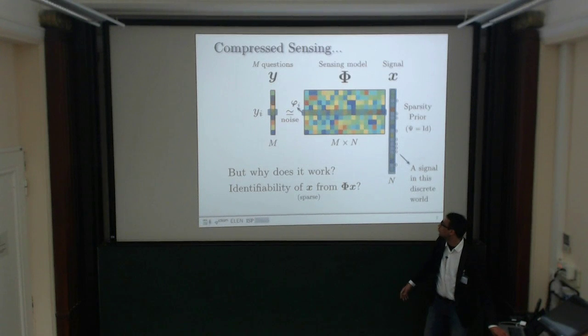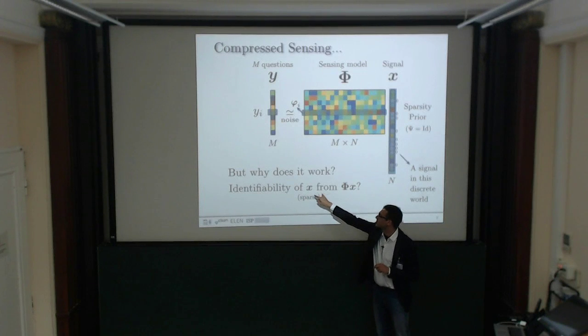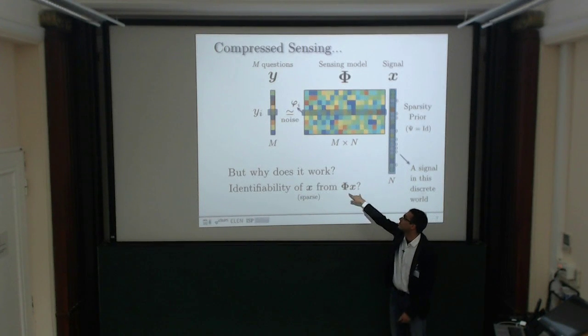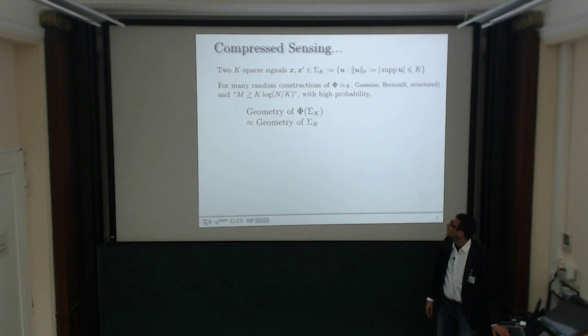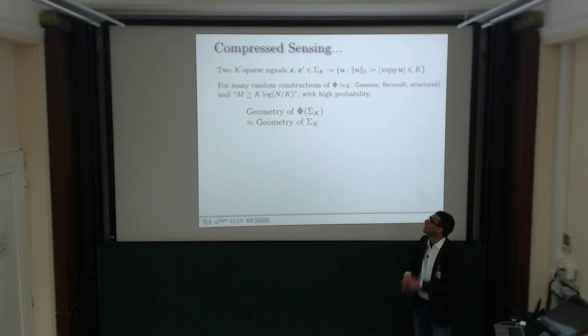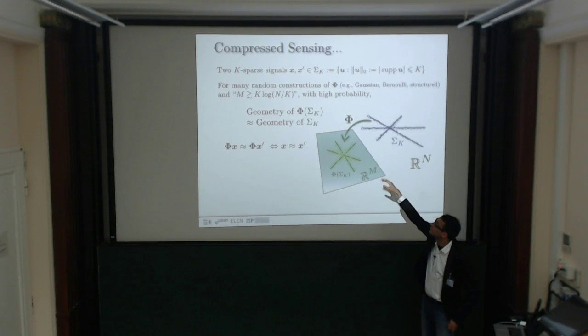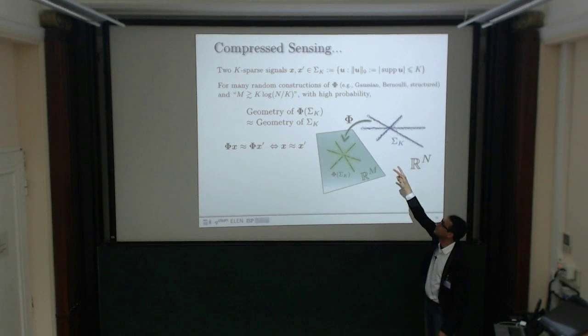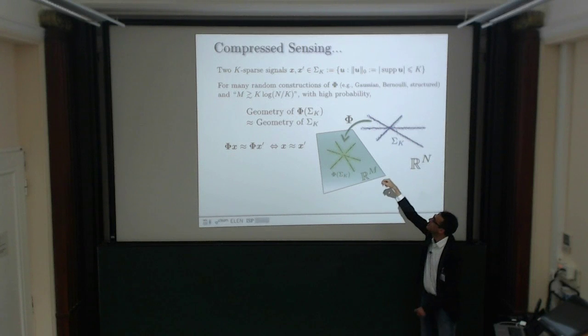And why does it work? That is, in which cases can we say that x is identifiable or recoverable from phi x, so from its lower dimension projections? OK, so this is just basically the basic theory of compressive sensing that I'm recapping. You take two k-sparse signals that could be, for example, in a union of k-dimensional canonical subspaces. So let's say that you take x and x prime in the set of at most k-sparse signals, Sigma_k.